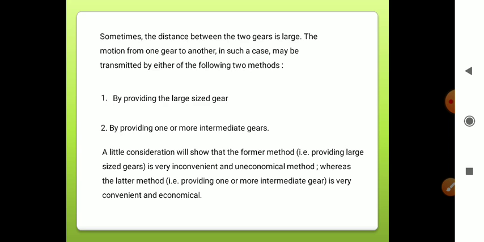Later consideration will show that the former method, providing large sized gears, is very inconvenient and uneconomical. Whereas the latter method, providing one or more intermediate gears, is very convenient and economical.